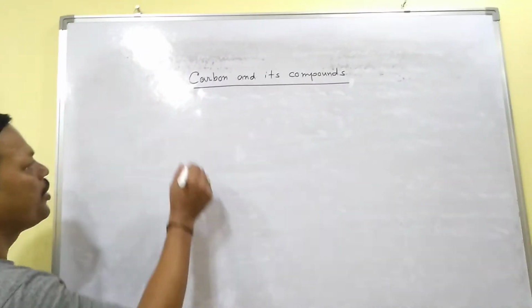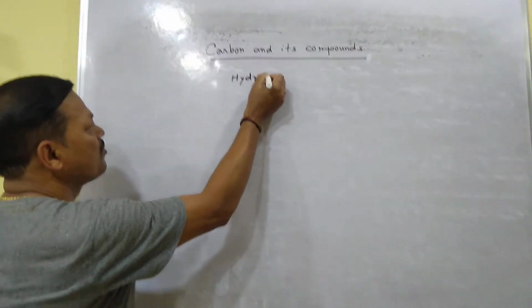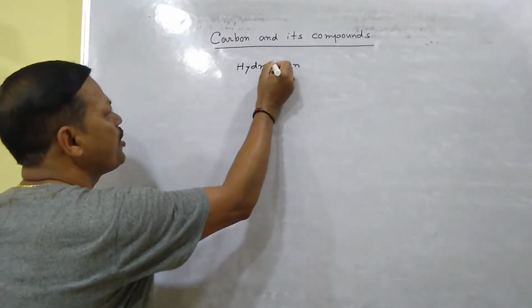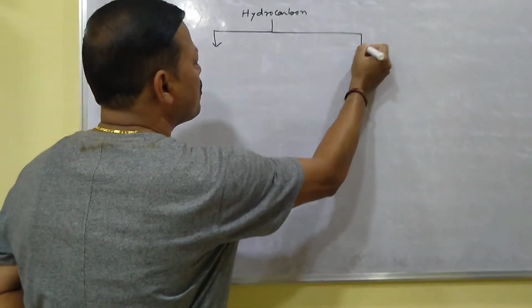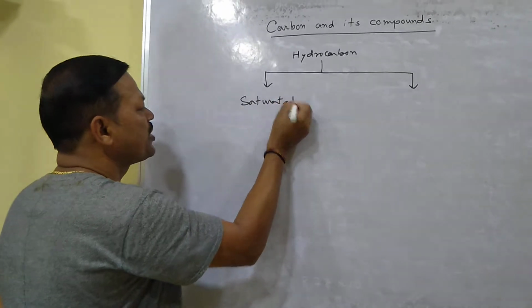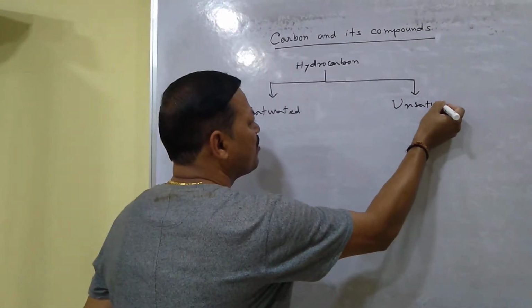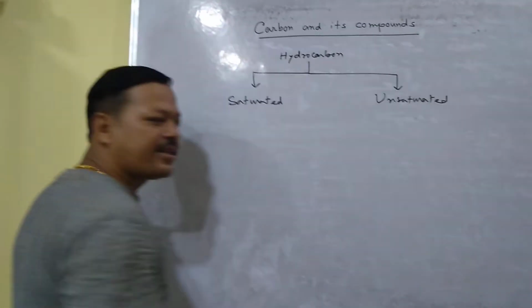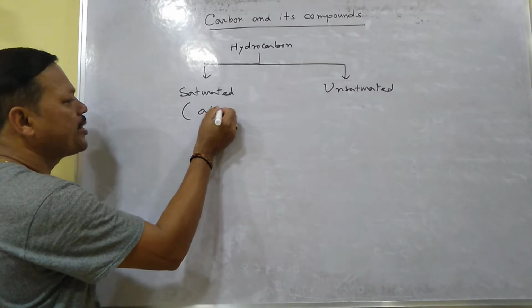Okay, now you have got hydrocarbon, mainly two types. Some are called saturated hydrocarbon and some are called unsaturated hydrocarbon. Saturated hydrocarbon you can write example as alkane.